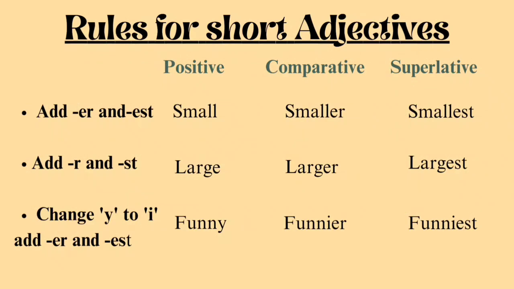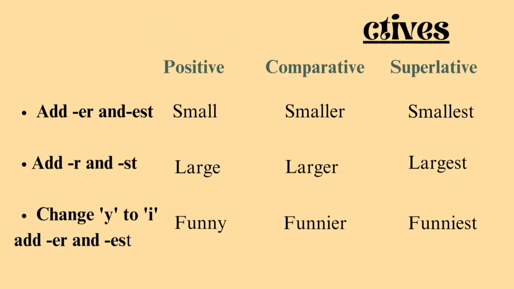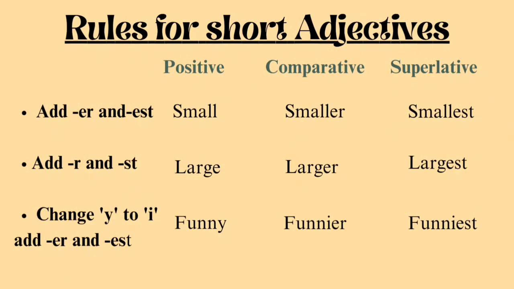If the positive degree ends in the letter E, we add the suffix r at the end to create comparative degree and st for superlative degree. Example, large, larger, largest. And finally, if a word ends in the letter Y, we change the Y into I and add er at the end of the word to make it comparative, and add est to make it superlative. The example is funny, funnier, and funniest.